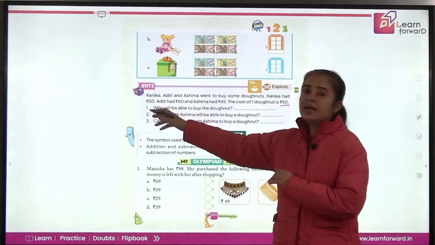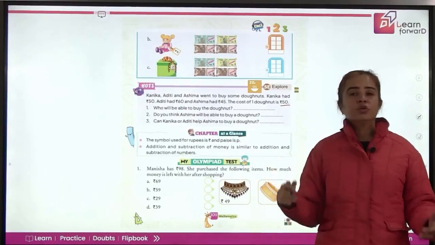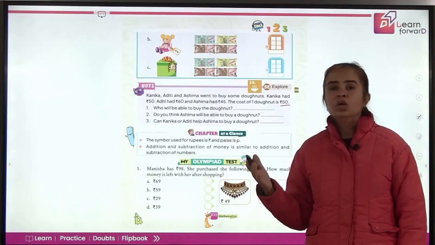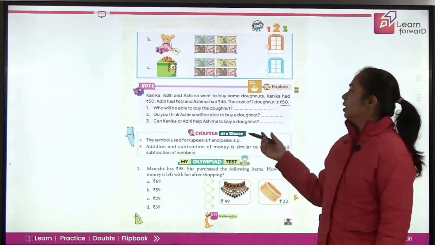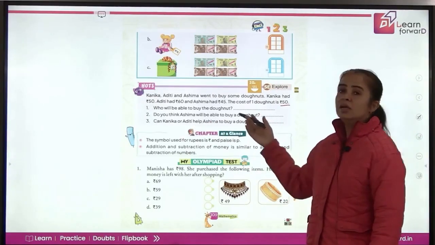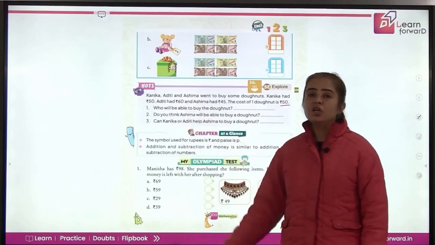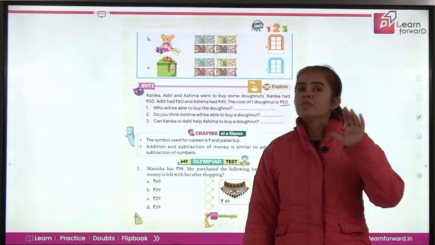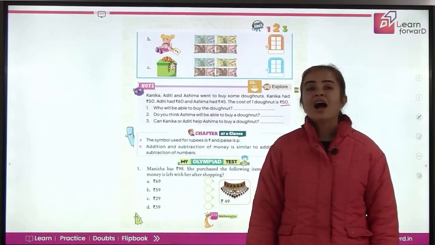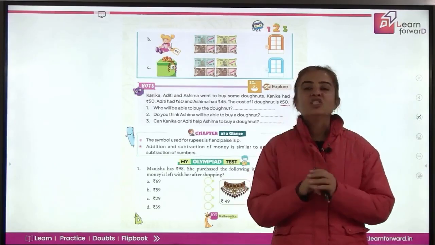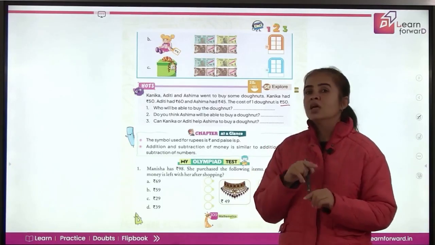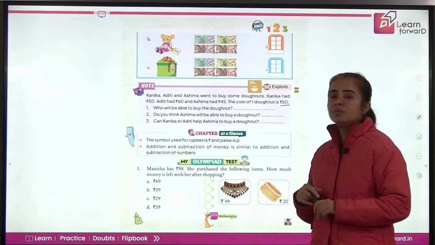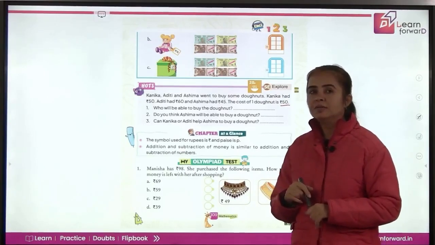So, Kanika had 50 rupees. The cost of the donut is 50. So, will she be left with anything to help the third girl? No. So, she cannot help. But what about Aditi? Aditi has 60 rupees. So, when she buys the donut for 50 rupees, will she be left with anything? How much? Exactly, she'll be left with 10 rupees. So, do you think with this 10 rupees, she'll be able to help Ashima who has just 45 rupees?